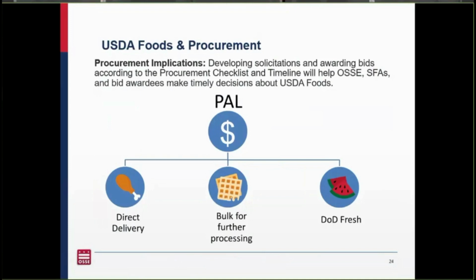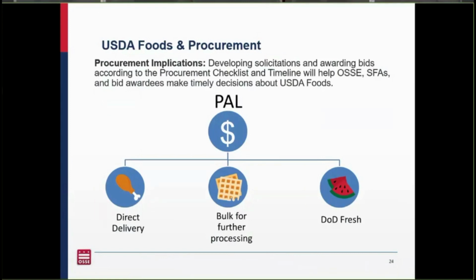Another way you can spend your PAL is bulk for further processing USDA food items. So this would be if you purchase flour during the ordering period and you send it to a processor to make it into pizza dough or bread products, or in our example here, some delicious breakfast waffles.